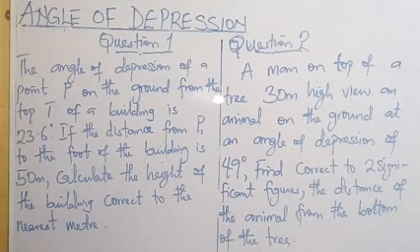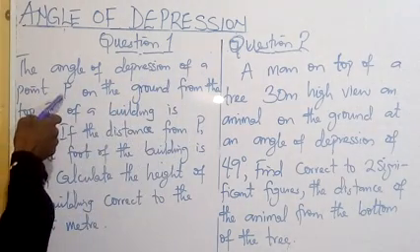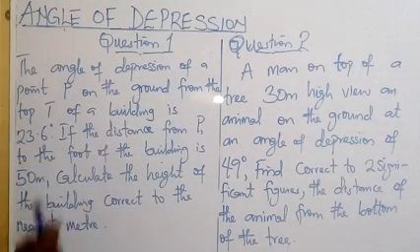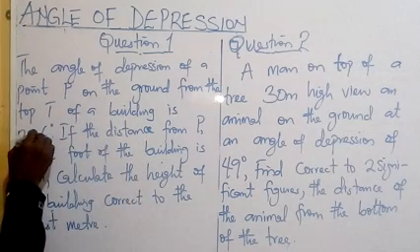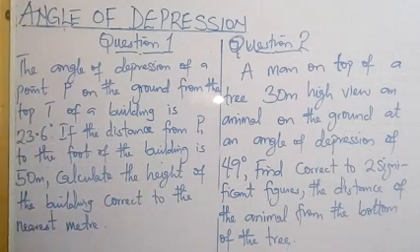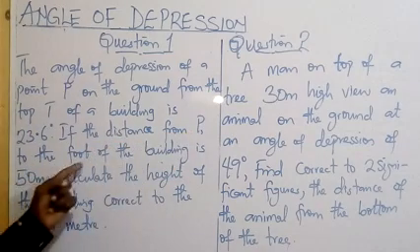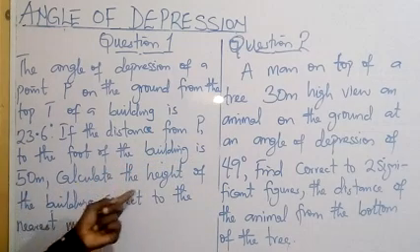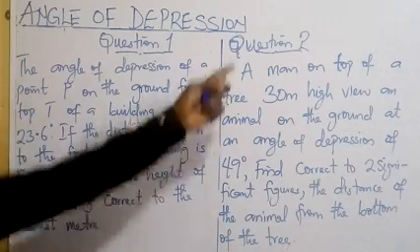Question 1. The angle of depression of a point P on the ground from the top T of a building is 23.6 degrees. If the distance from P to the foot of the building is 50 meters, calculate the height of the building correct to the nearest meter. That's question 1.